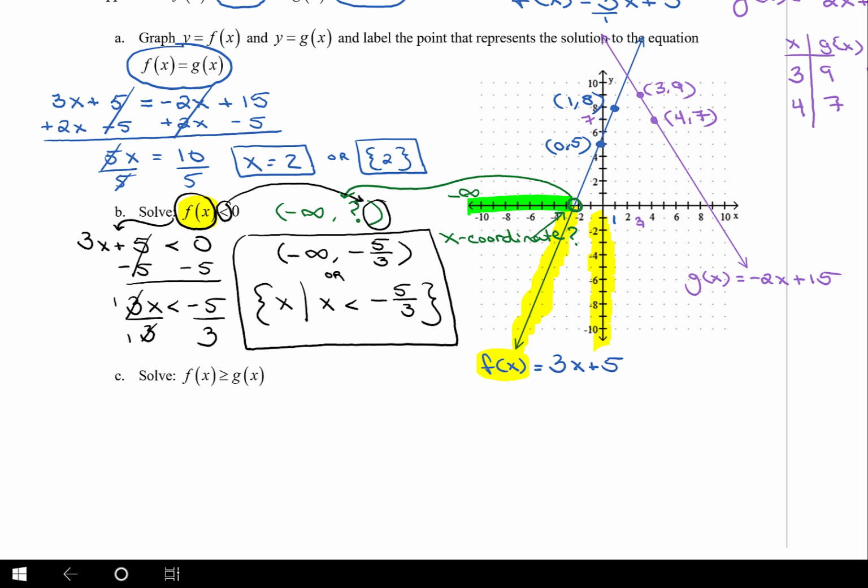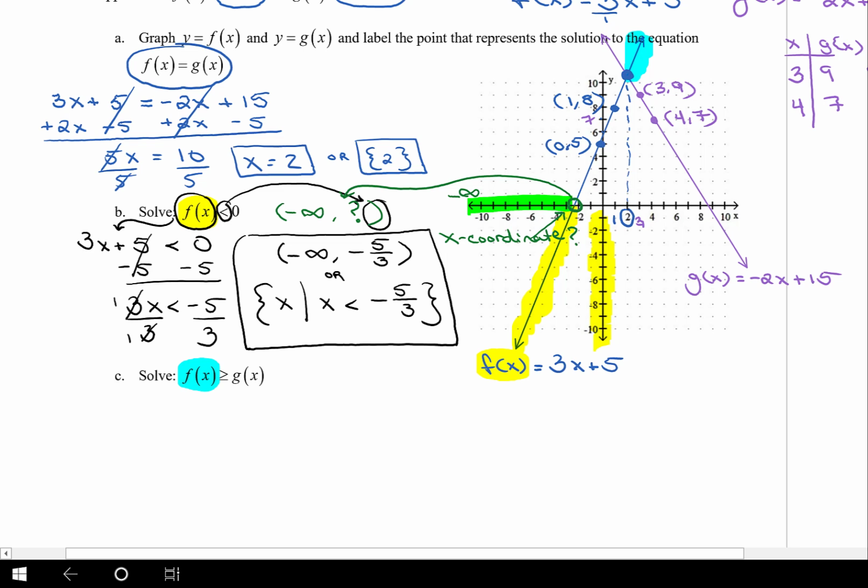Now in the next problem, in C, there is an equal sign, right? So it's asking, when is f of x greater than or equal to g of x? When is f of x, when are the y values basically above the g of x function?